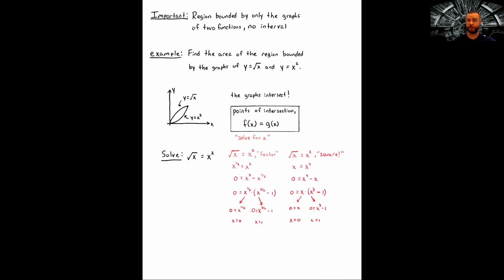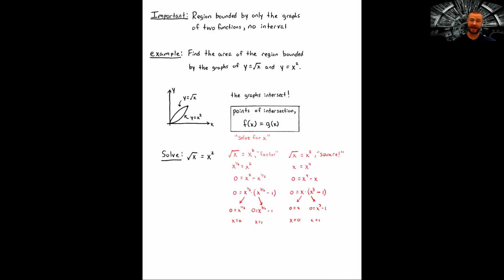Squaring x squared gives you x to the 4th. Now it's pretty much the same thing. We subtract and factor. Don't divide by x. You're going to miss a solution. Notice here, x equals 0 is a solution.